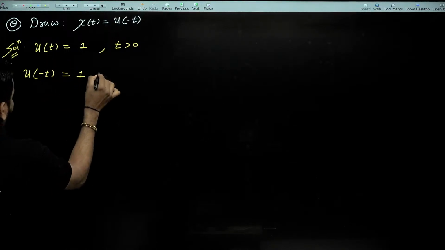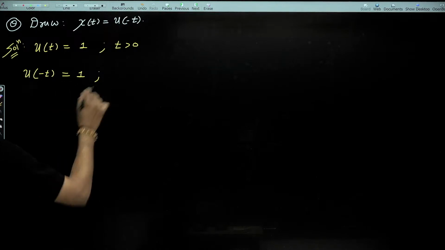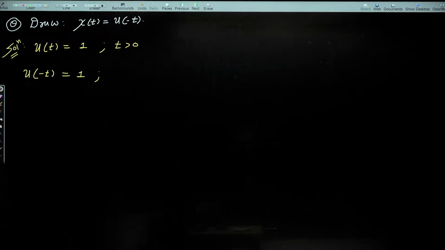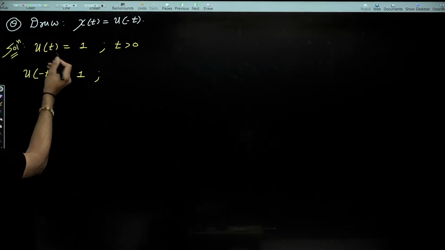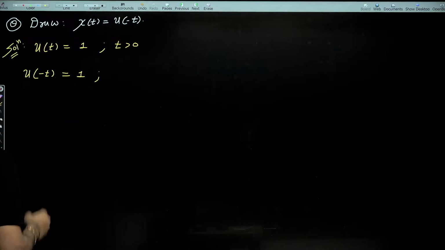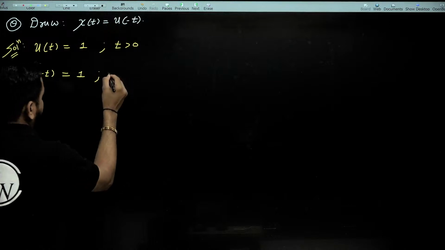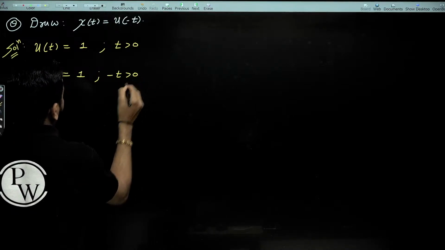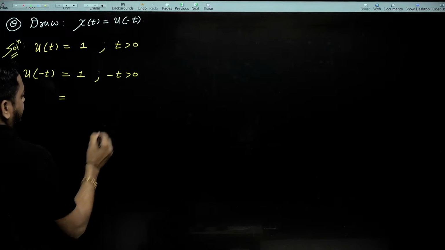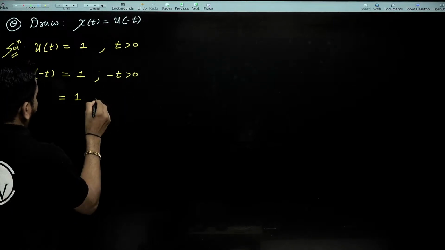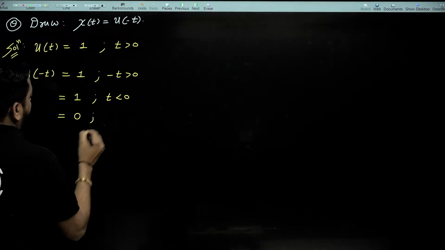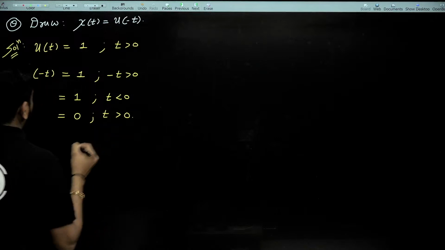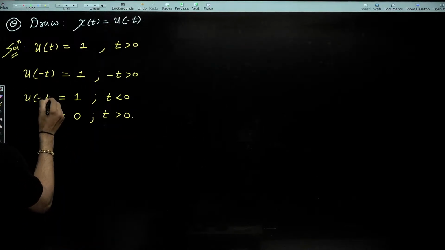then of course on the right hand side also, everywhere, you have to replace t with minus t. Then left side equals right side. So here minus t greater than 0. Now multiplying by minus on both sides changes the inequality. So it will be 1 now for t less than 0, and of course it will be 0 for t greater than 0. So this is u of minus t mathematically.